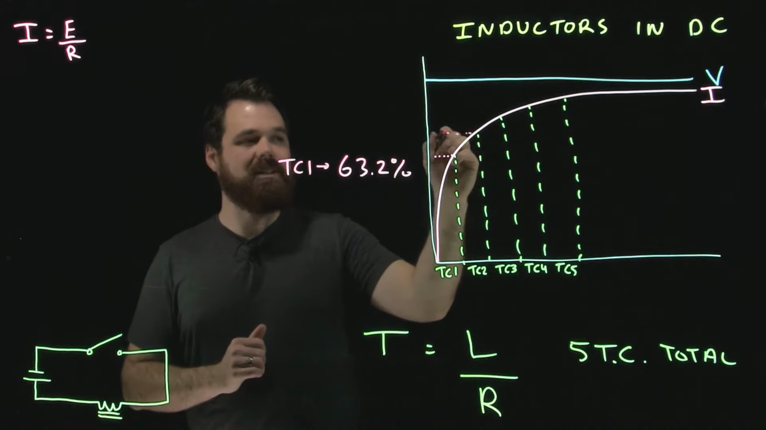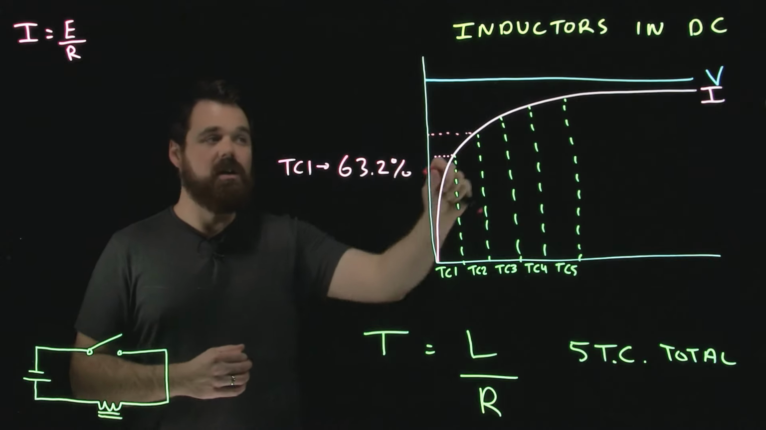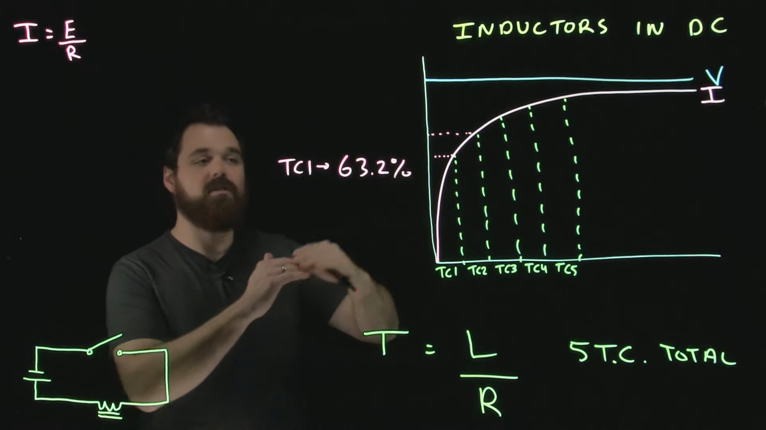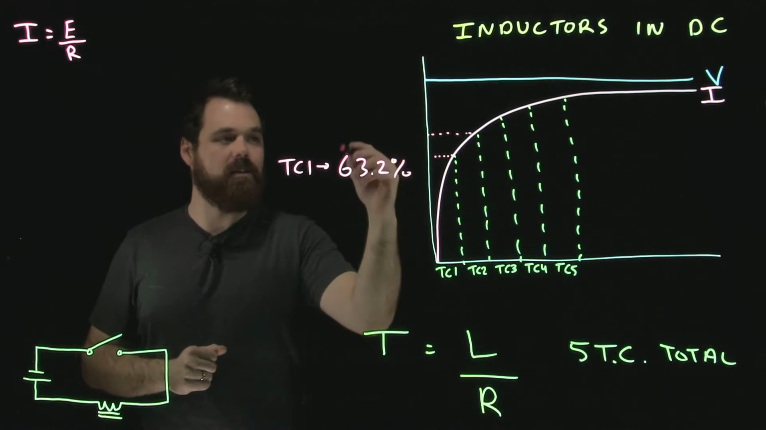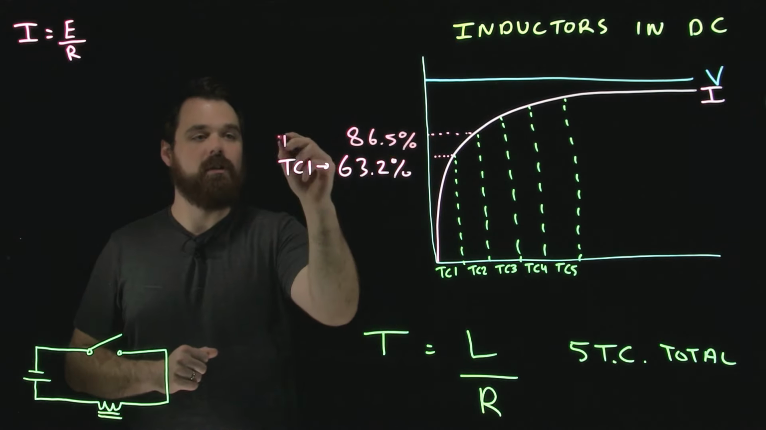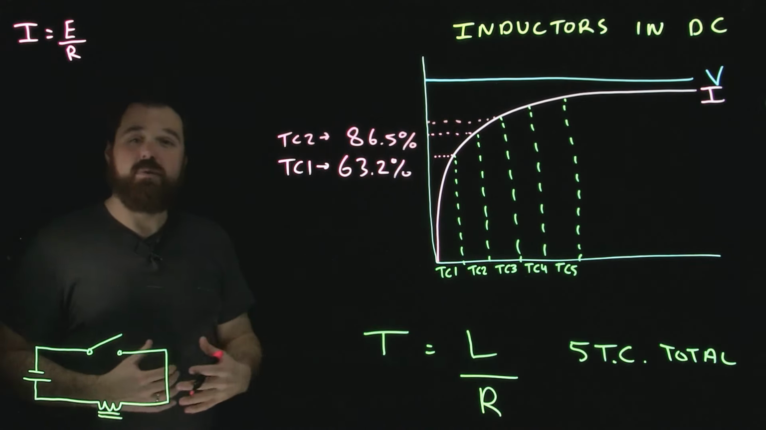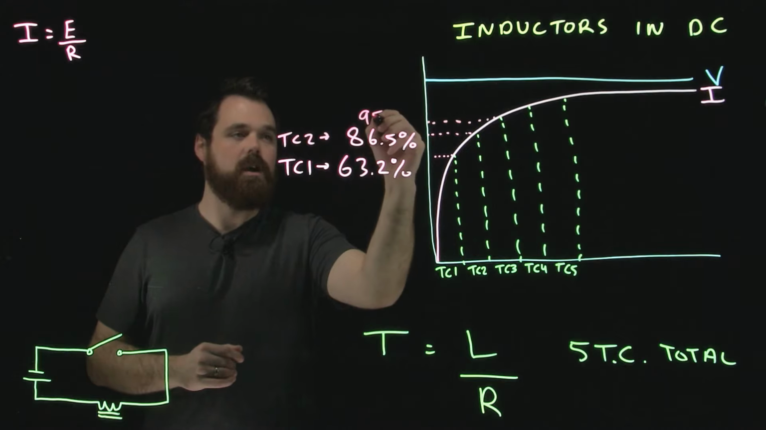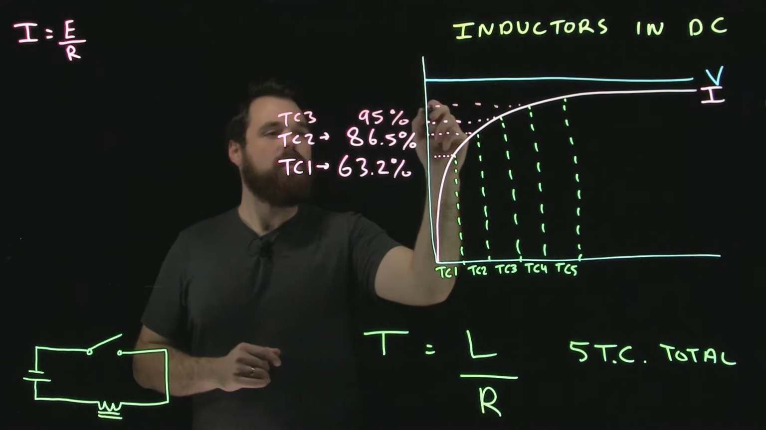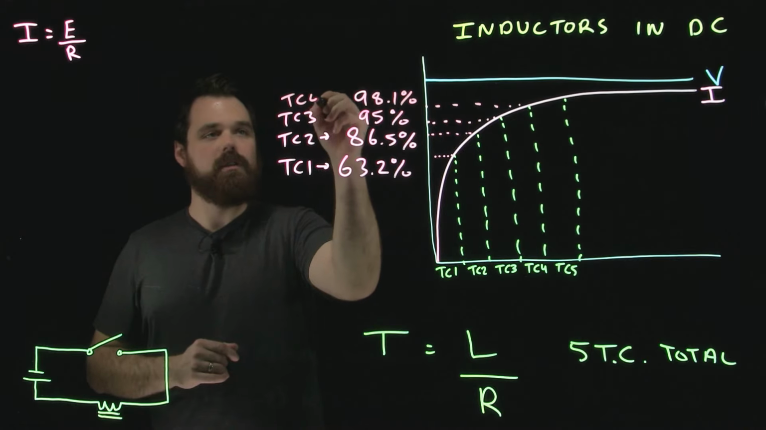Now by the time it reaches the second time constant, it's going to increase 63.2% of whatever's left. So of the 36.8% that's left, it's going to rise 63.2% of that. So what we end up with is 86.5% of the total at TC2. Then it's going to rise 63.2% of whatever's left, which takes us to 95% of the total, which is TC3. Then it's going to go up to 98.1% of the total, TC4.